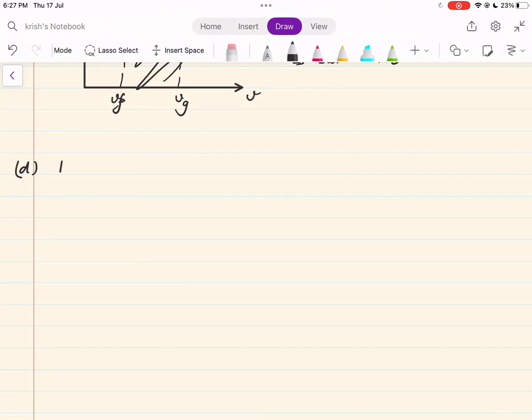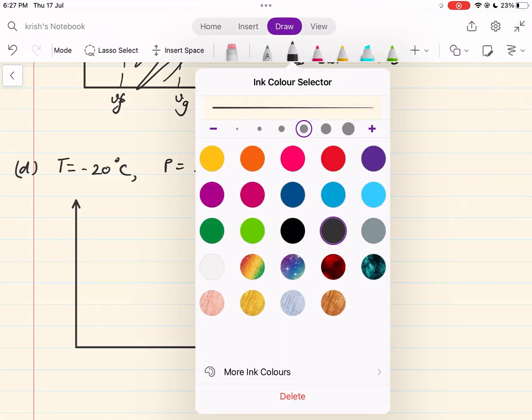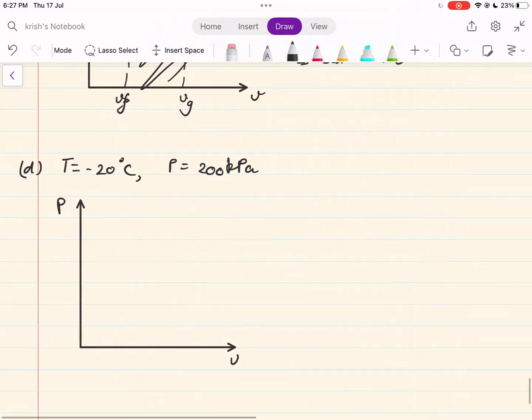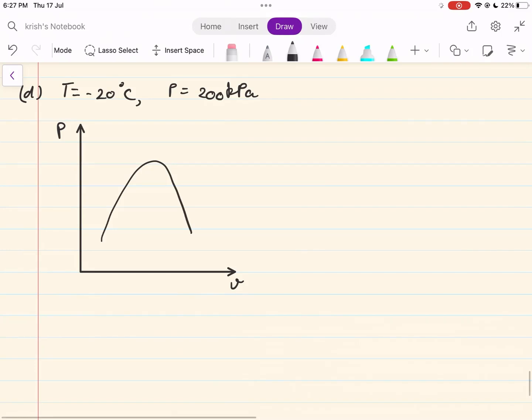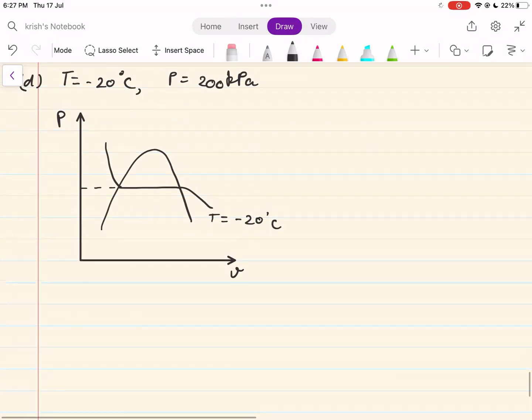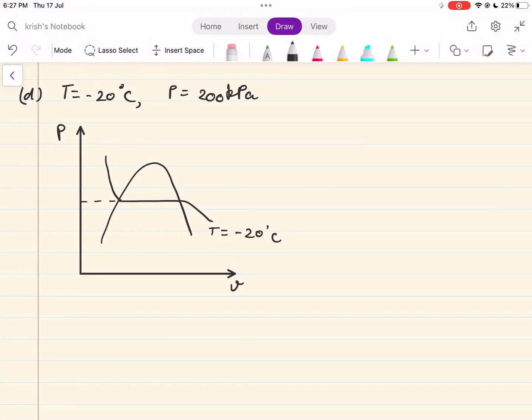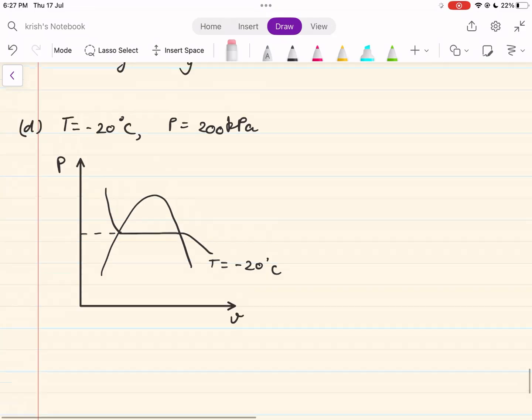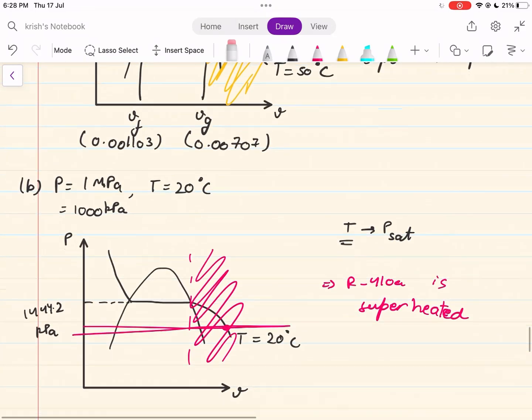Okay, part D, last part. T is negative 20 degrees Celsius and P is 200 kilopascals. As we know the values of temperature are more convenient to find, we will use a PV diagram. This is the negative 20 degrees Celsius line. I think it would be better to use a TV diagram, in fact. What did we do over here?